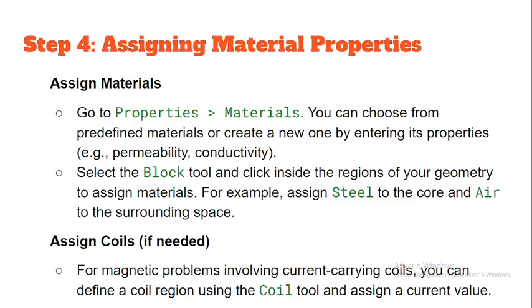Step 4. Assigning material properties. Assigning materials. Go to Properties, Materials. You can choose from predefined materials or create a new one by entering its properties: permeability, conductivity, etc. Select the block tool and click inside the regions of your geometry to assign materials. For example, assign steel to the core and air to the surrounding space.